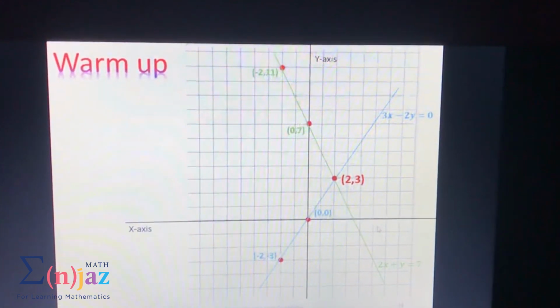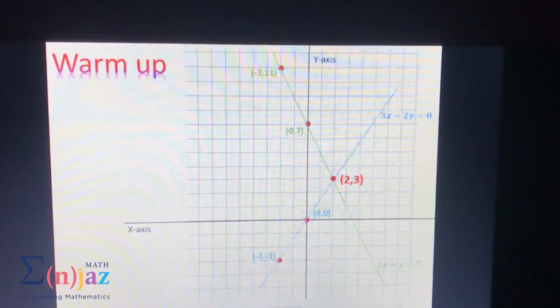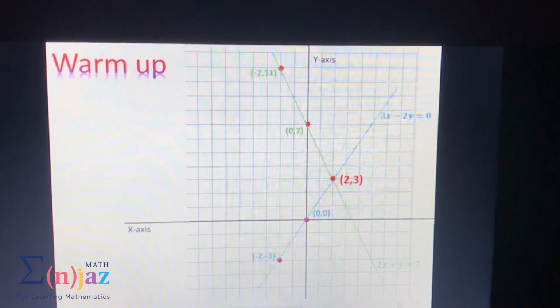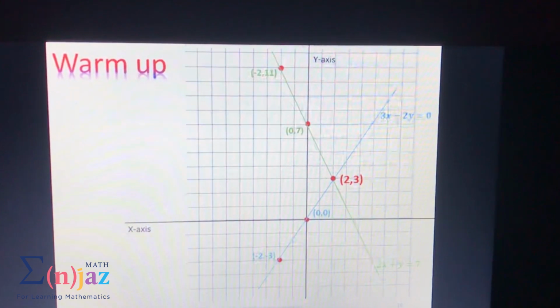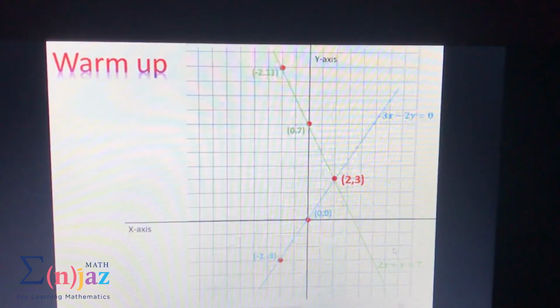And that is the solution of the simultaneous equations. Meaning, if you substitute x in the first equation, which is 3x minus 2y is equal to 0, you're going to end up with y equal to 3. And if you substitute x as 2 in the second equation, which is 2x plus y equal to 7, you're going to end up with y equal to 3. So this is the solution for the simultaneous equations. It satisfies each equation.